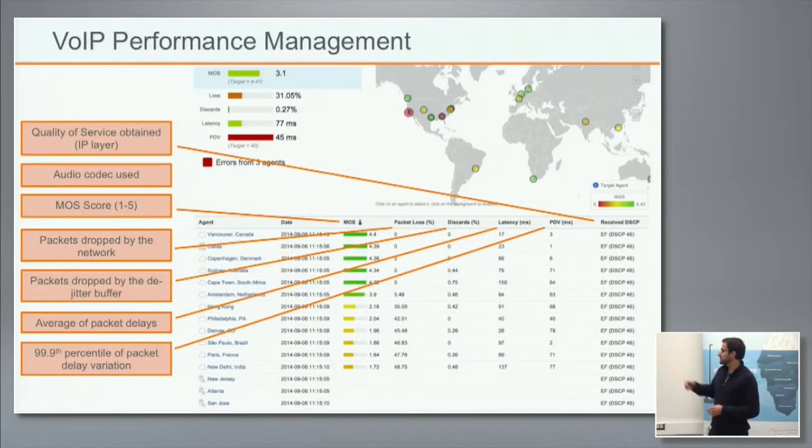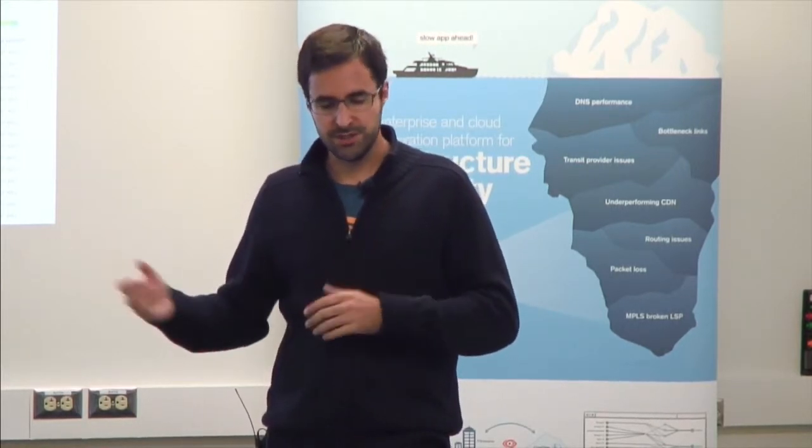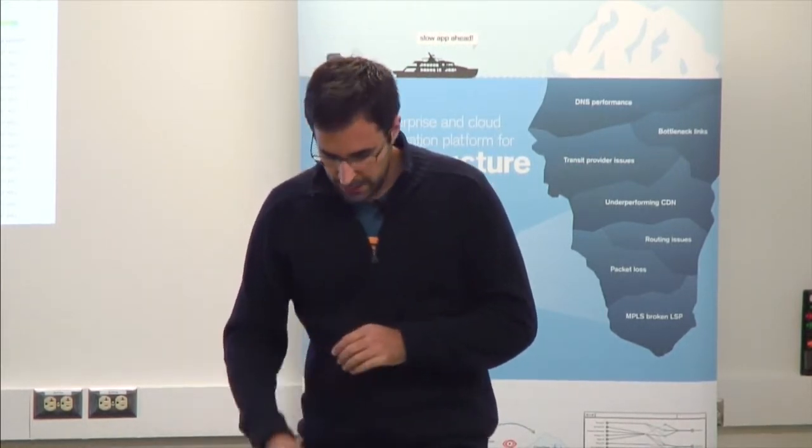And then all these metrics, and you can see, for instance, the received DSCP. So what is the DSCP that arrived at the other end? So if you have a router that is misconfigured and it's not respecting that IP field code, you can check there.